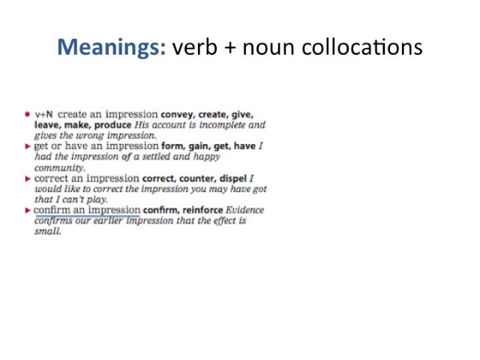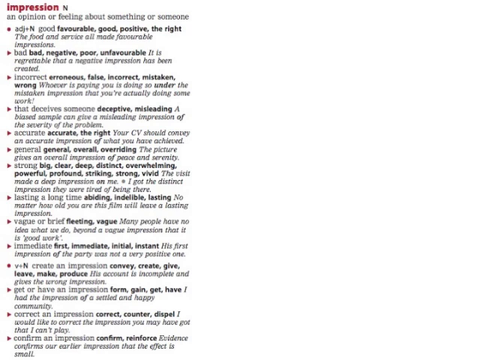If you want to mean something like confirm an impression, then you can use the following verbs: confirm, reinforce. Let's also read the example sentence. Evidence confirms our earlier impression that the effect is small. When you want to make use of this collocation dictionary effectively and efficiently, you need to pay attention to a couple of things. First, you need to read the meaning of the word.